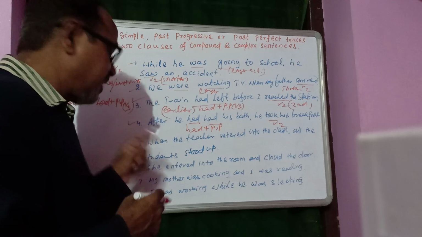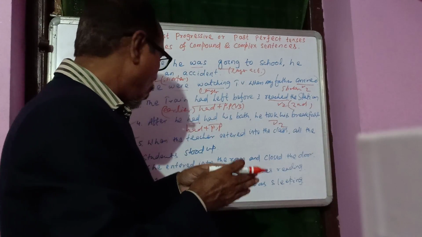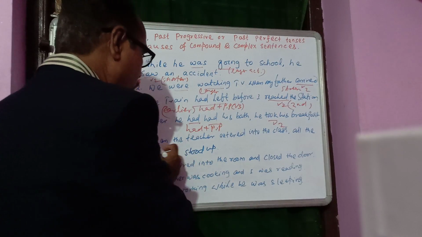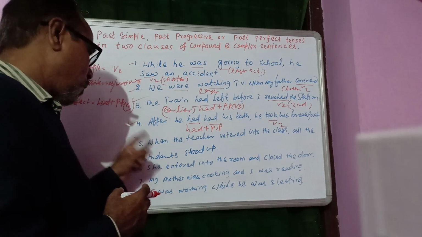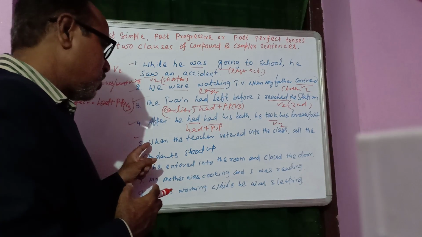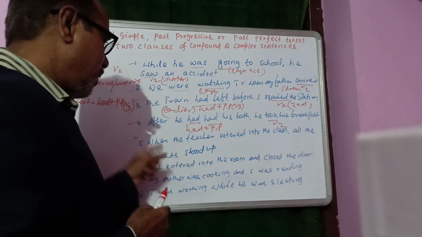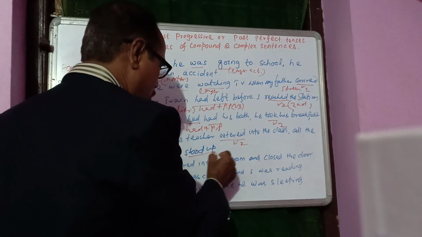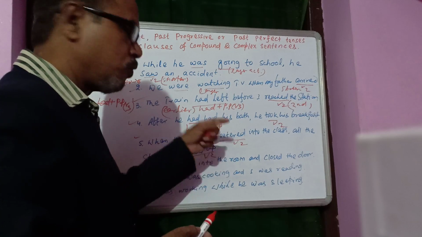Now see the fifth example: When the teacher entered the class, all the students stood up. This is the subordinate clause, and when is the subordinator, the subordinating conjunction. This is the main clause: all the students stood up. You see, entered is V2, and stood up is V2. This is the second form of the verb.